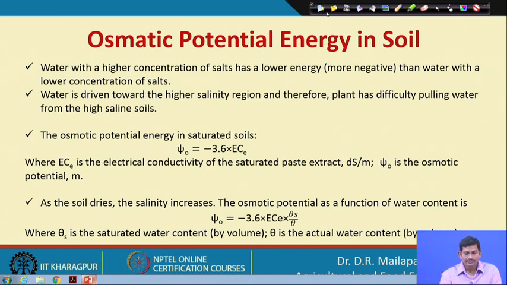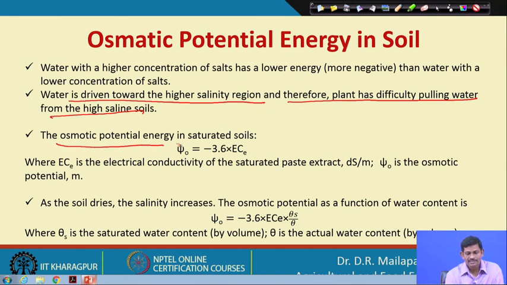So, that means if you have a plant here, and there is a saline water, this is a saline water. The water which is present around will be pulled towards the salt water, creating suction to the plant. So, water is driven towards the higher salinity region, and therefore, the plant has difficulty pulling water from high saline soils. Because of that, more suction will be created in the root zone.